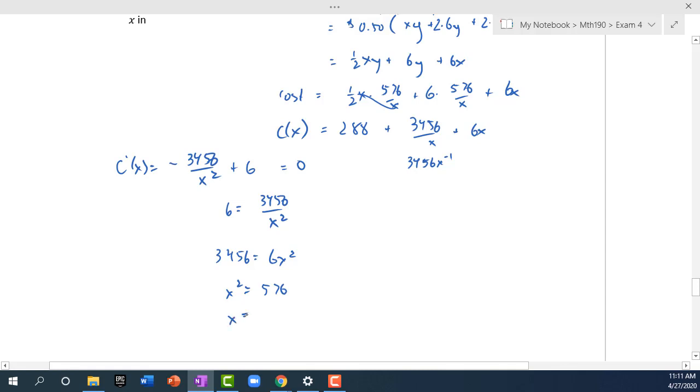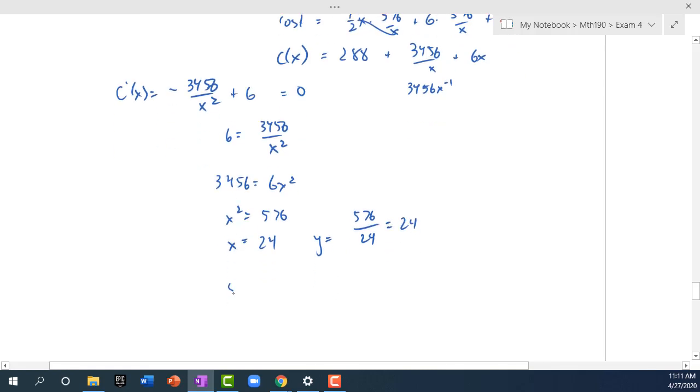And so then x will be the square root of 576, which is 24. X is 24. Now normally we do plus or minus, but we're looking at dimensions, so we can't do plus or minus. Y will be 576 over 24, and that's 24 also. So the pan really should be 2 feet square. The pan should be 24 inches by 24 inches by 6 inches.